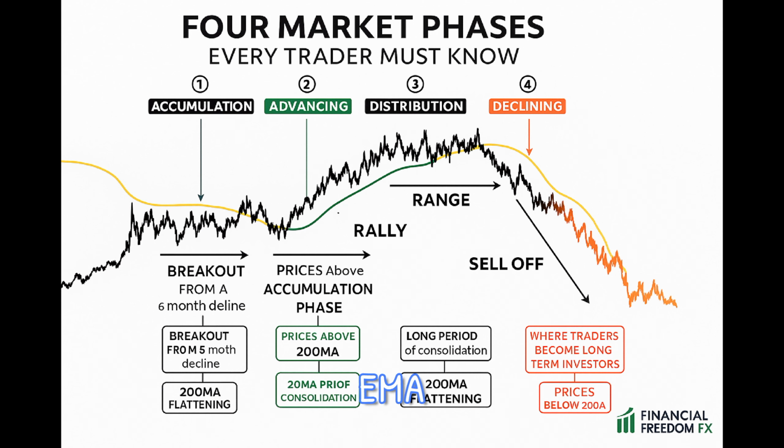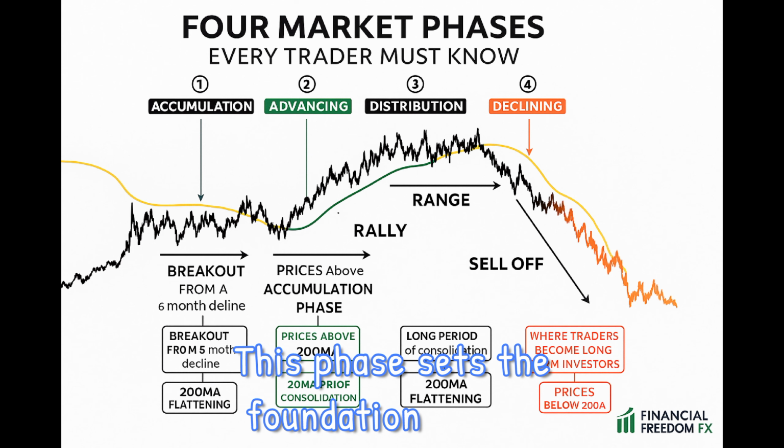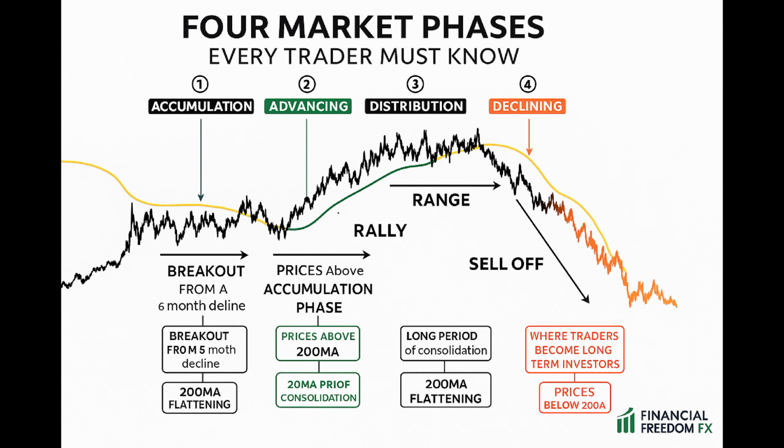The 200 EMA begins to flatten, a sign the bearish pressure is fading. This phase sets the foundation for the next rally. Tip: learn to spot consolidation near lows with EMAs flattening. That's the footprint of institutions getting in early.